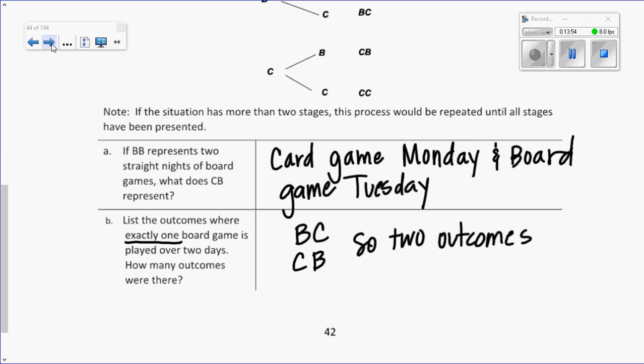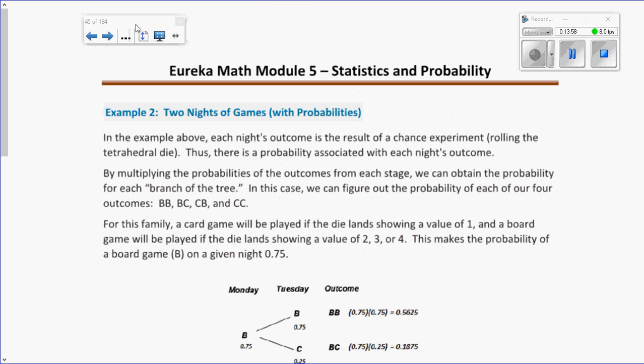Okay. So now let's look at the next side, which talks about the probabilities here. On the example above, each night's outcome is the result of a chance experiment, rolling this die. And again, as I'm reading this, I'm thinking, why aren't they flipping a coin? Okay, so there's a probability associated with each night's outcome. By multiplying probabilities of the outcomes from each stage, we can obtain the probability for each branch of the tree. In this case, we can figure out the probability of each of the 4 outcomes, BB, BC, CB, and CC.